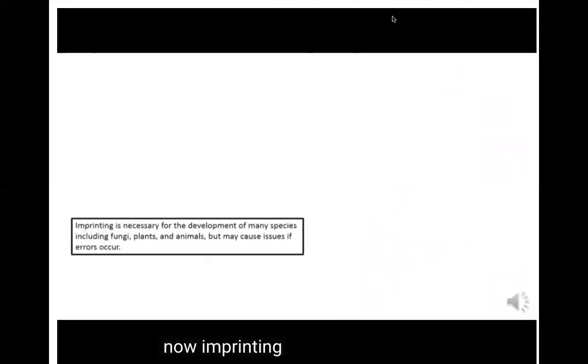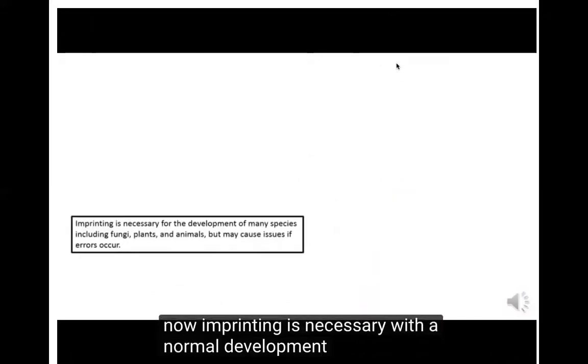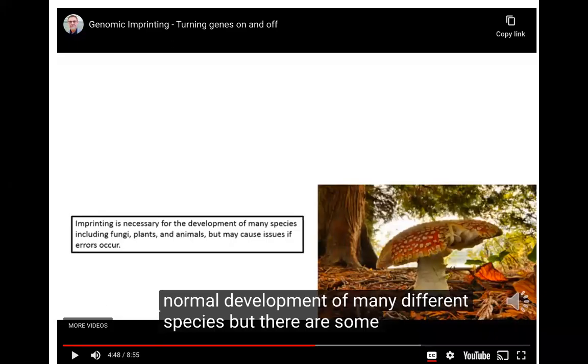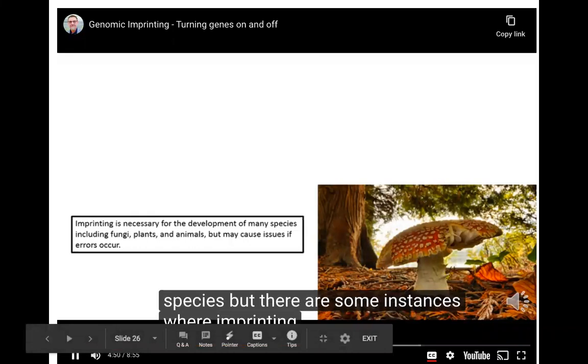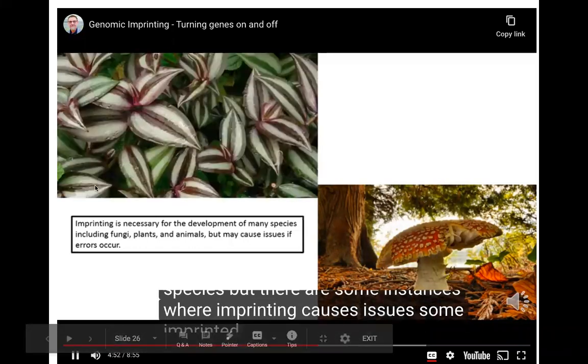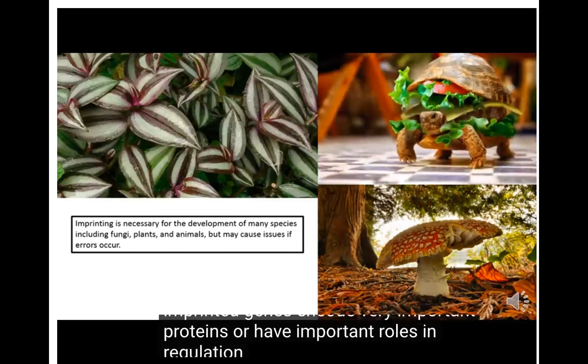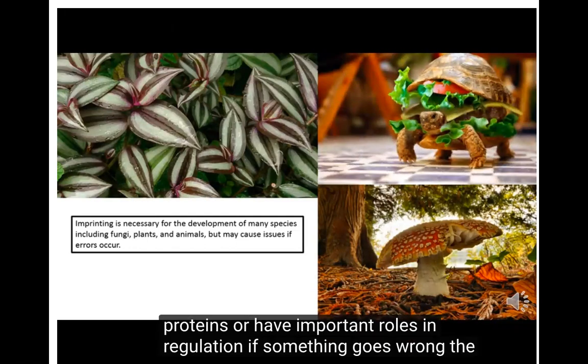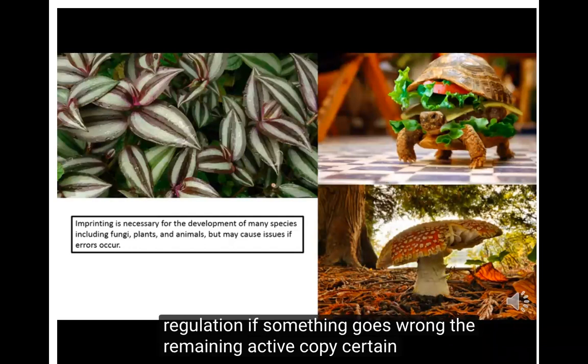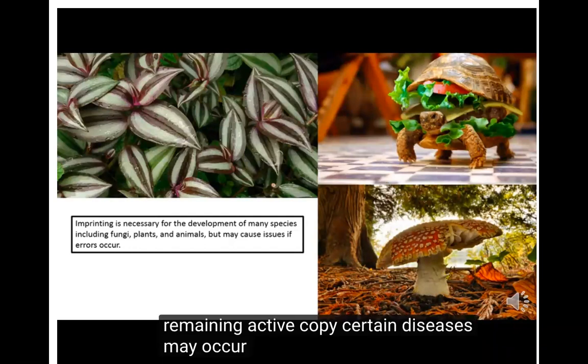Now, imprinting is necessary for the normal development of many organisms, but there are some instances where imprinting causes issues. Some imprinted genes encode very important proteins or have important roles in regulation. If something goes wrong with their remaining active copy, certain diseases may occur.